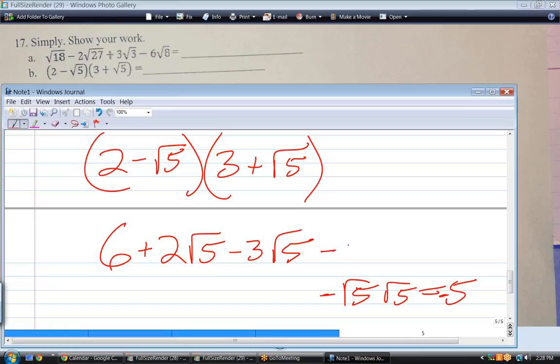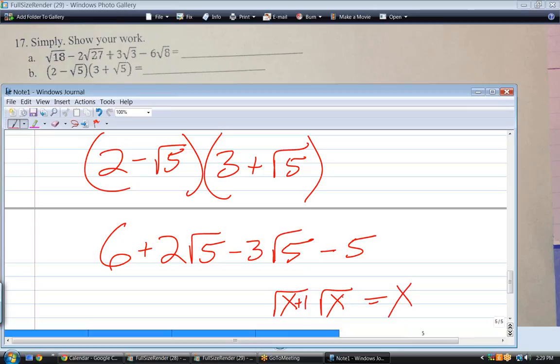5. All right. Okay? In other words, square root of x times square root of x is x, no matter what x is. In fact, the square root of anything, the square root of x plus 1 times the square root of x plus 1 is x plus 1. In our case, we had a negative sign attached with it, so it was minus 5.